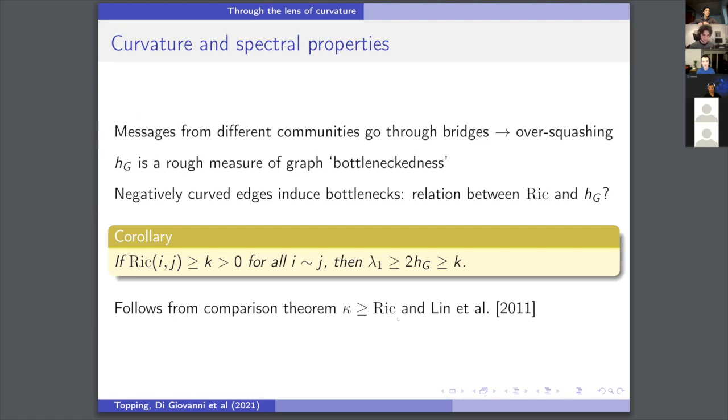So the answer is affirmative. This is just by relying on our comparison theorem and the result of Lin et al. But the way you should think of that is the following. In principle, if you modify the graph topology by removing edges that are negatively curved, you may see an improvement in the Cheeger constant. In other words, you may, at least in principle, improve the bottleneckness of the graph. And you are going to see that this is something that is not, for example, possible with diffusion-based rewiring methods.